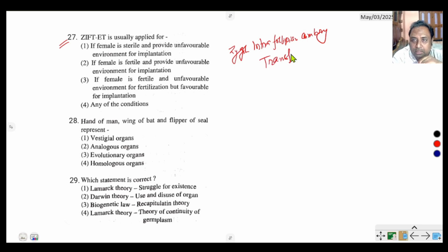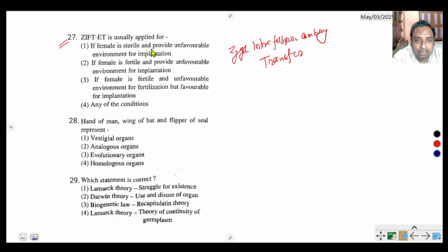That means collect sperm from a male donor and egg from a female donor, then in a test tube they fertilize and produce a zygote at the 2 to 8 cell stage. Then it is transferred into the fallopian tube of the female body. Why is this technique used?